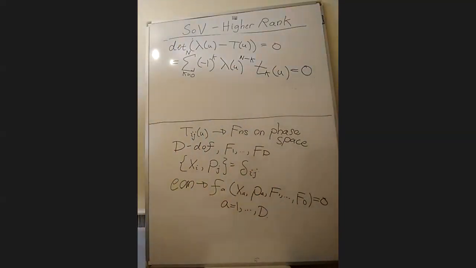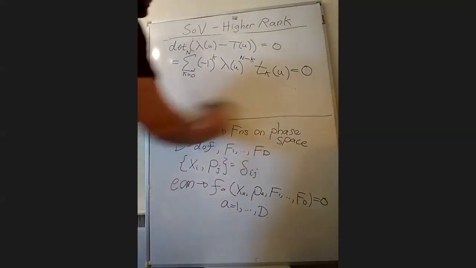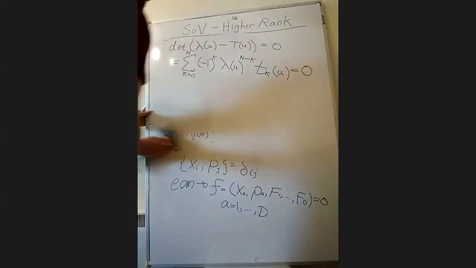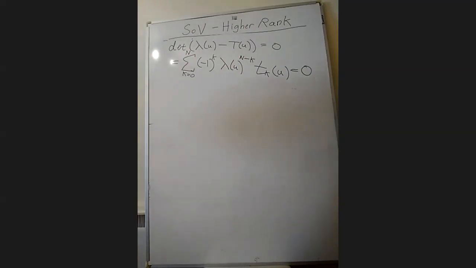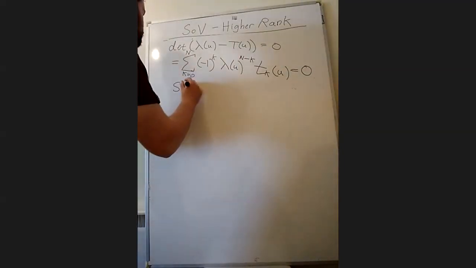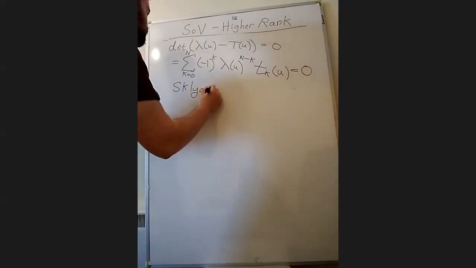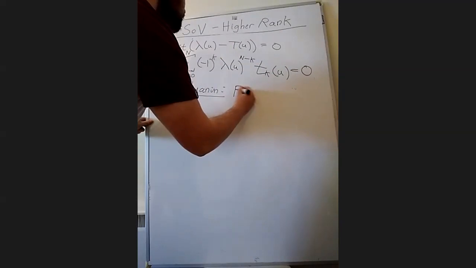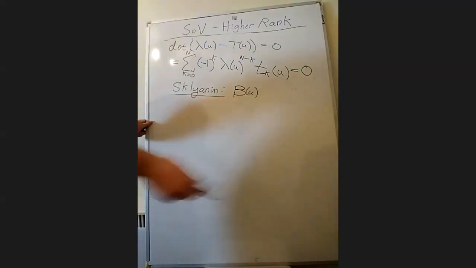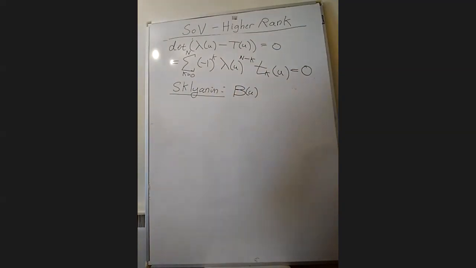And this is exactly the classical analog of Sklyanin's procedure. So what Sklyanin tells us is the following. Well, Sklyanin, among others, historically it's associated with Sklyanin. So what Sklyanin tells us to do is to construct some big function on the phase space, which is called B, which you construct in terms of all these T_ij. So I'm not going to write down an explicit formula because it gets a bit messy. Maybe later that would be useful, but for the moment I won't.